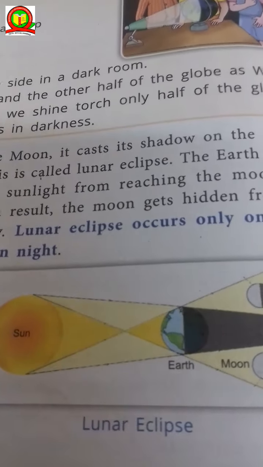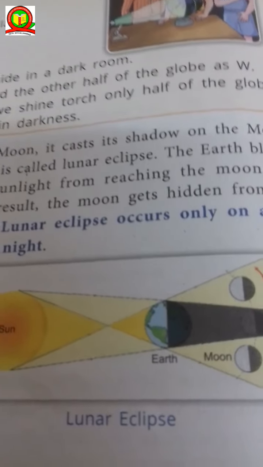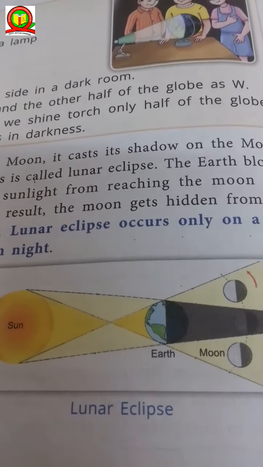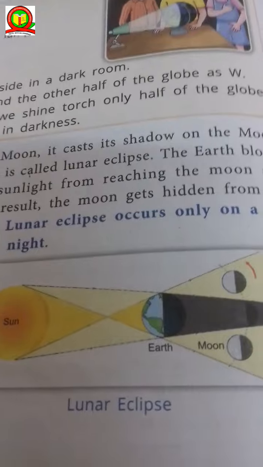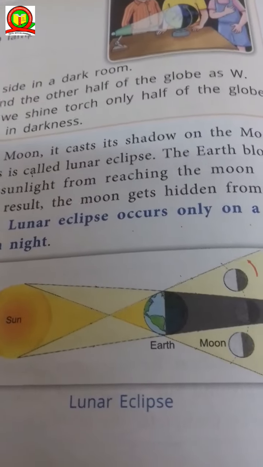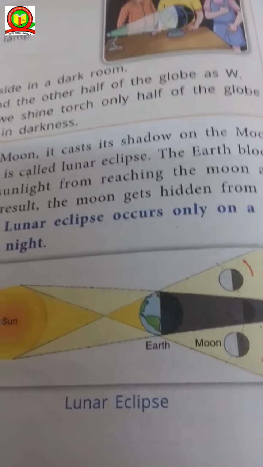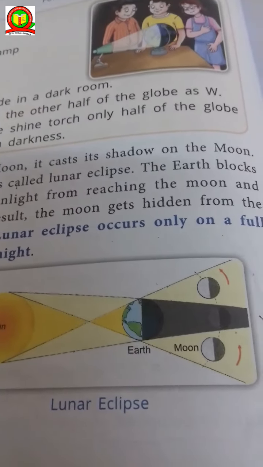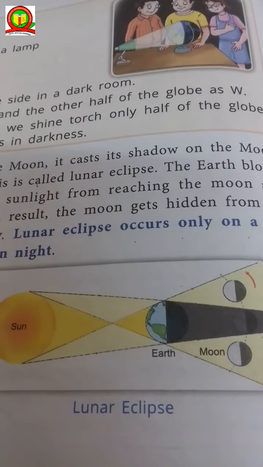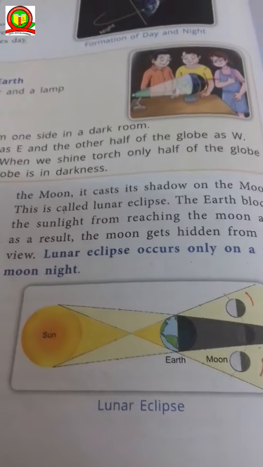So, eclipse. You can say there is a lunar eclipse, and an eclipse is a natural phenomenon. It occurs when one body comes in between two other bodies, one of which is a source of light. There are two types. When the earth comes between the sun and the moon, it casts a shadow on the moon. This is called a lunar eclipse.